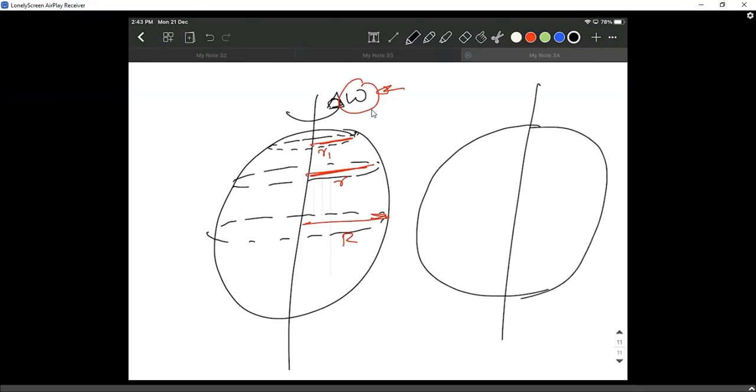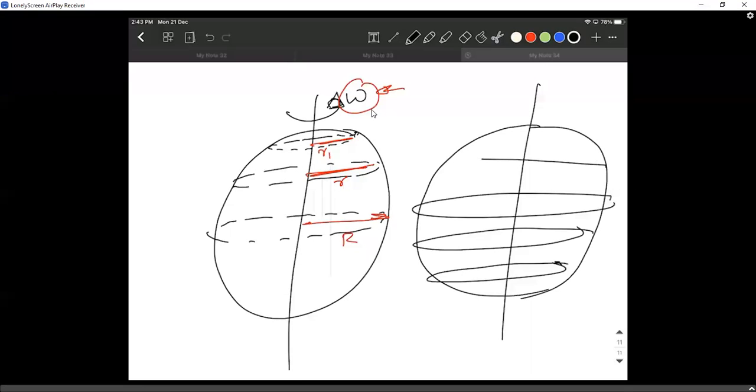To make this a lot more clear, instead of talking about radii, we all know these lines. Can somebody tell me what these lines are called? Everyone's typing. Latitude. Everyone actually said latitude. So they are called latitudes.